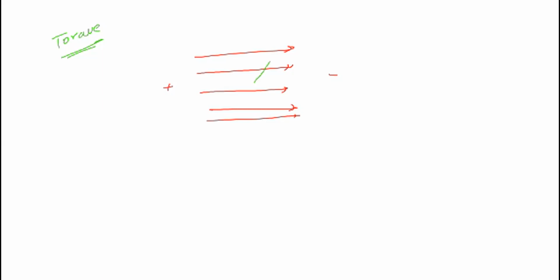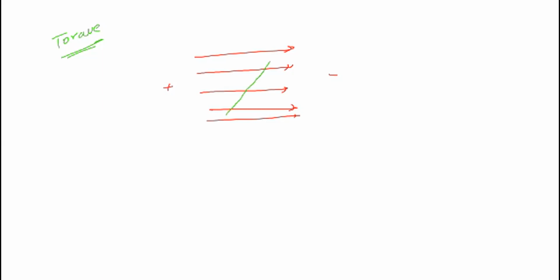To find the torque, I'm taking some field lines. The field lines travel from positive towards the negative. In these field lines, I'm placing a dipole. So I assume this is your dipole.